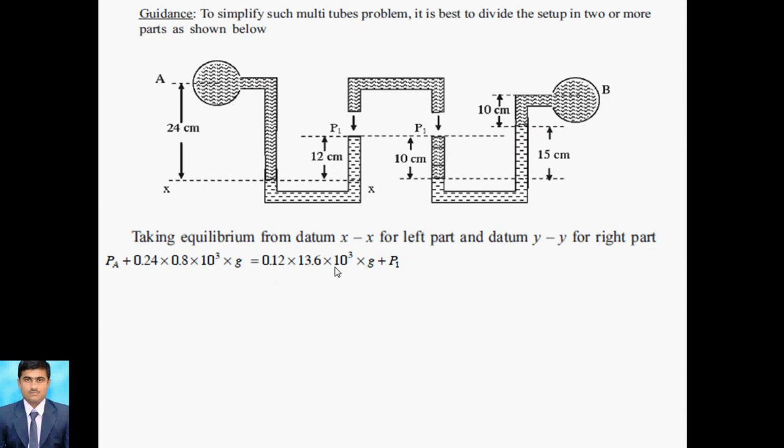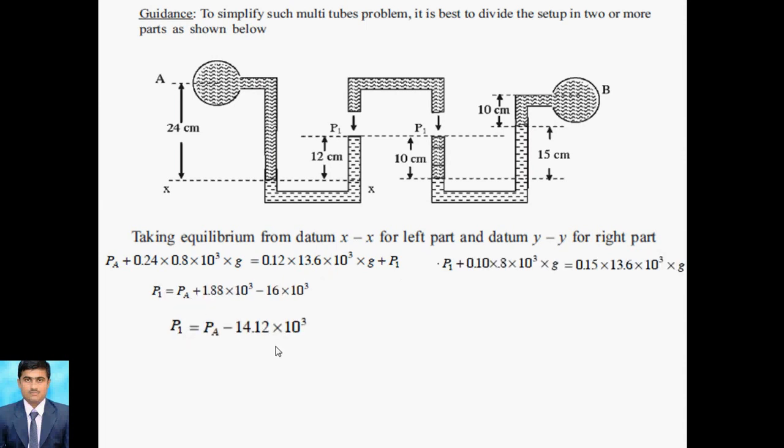G is 9.81. H1 means this is the height, correct? So you can write height H1 plus this height 0.12, and then plus P1. So I can write plus P1 here because atmospheric pressure is there. After that we can solve it for PA and PB. So PA and P1, and we get the relation like this.